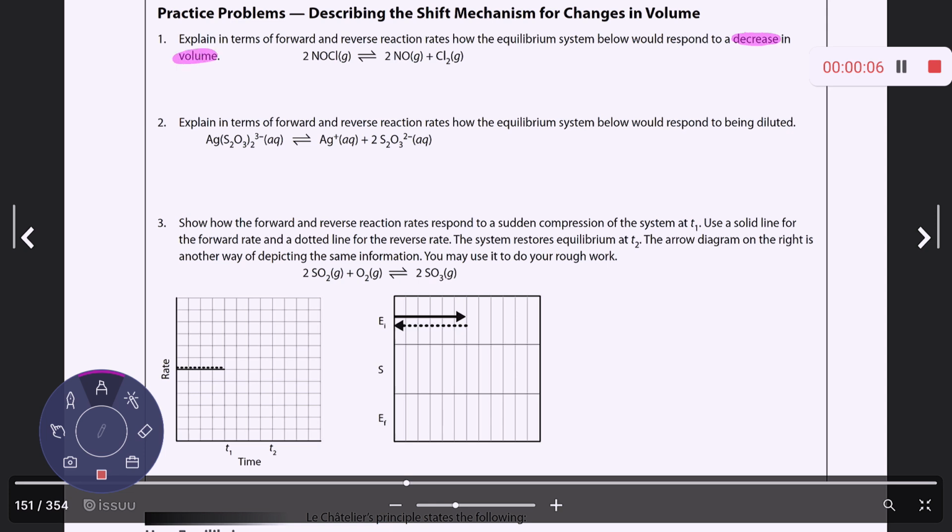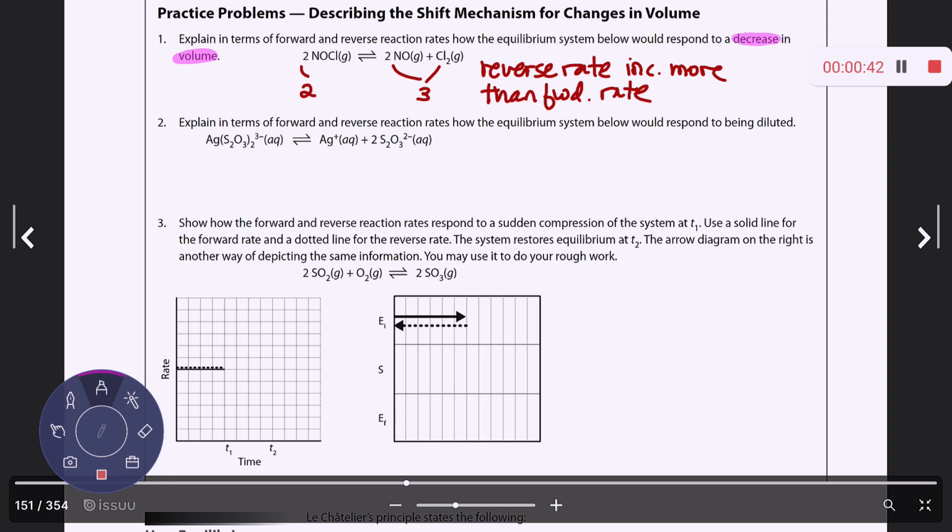Okay, for number 1, if you decrease the volume, which rate will be affected more? Yeah, so when you decrease the volume, both rates are going to increase, but the reverse rate will increase more because there are more particles on the product side.